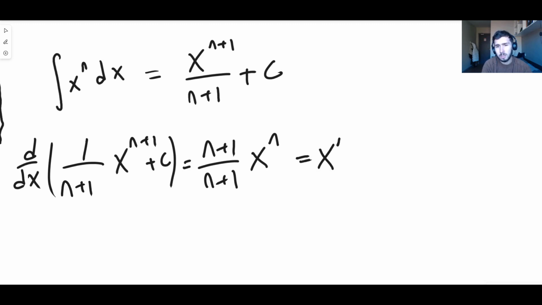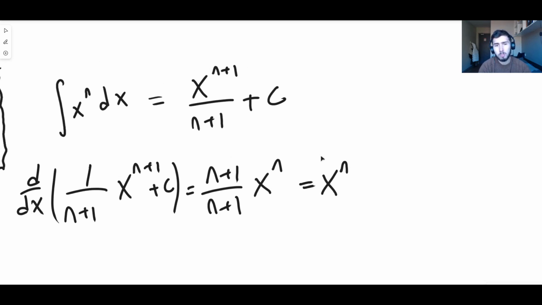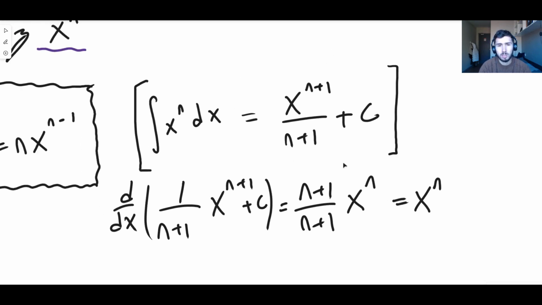So you get x to the n on its own, which is what we have here, which means that we can be very, very, very happy that the integral of x to the n with respect to x is x to the n plus 1 over n plus 1 plus c. Okay, this is the power rule for integration.